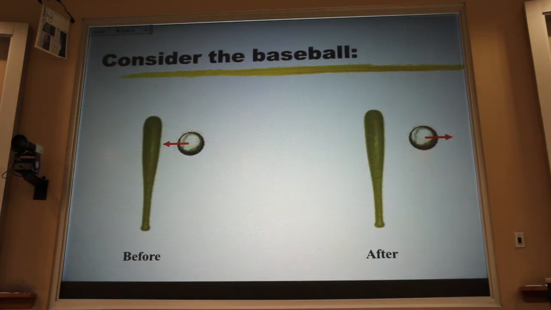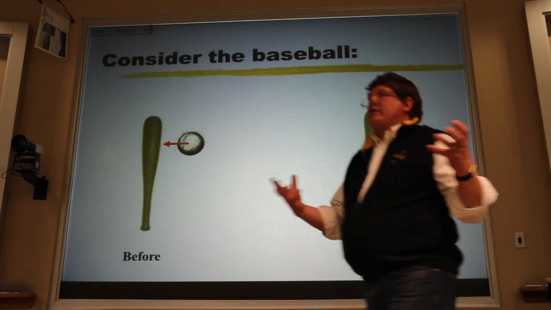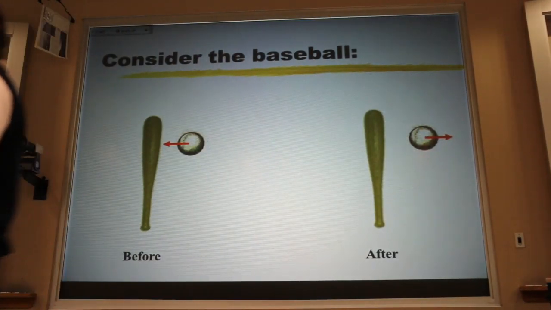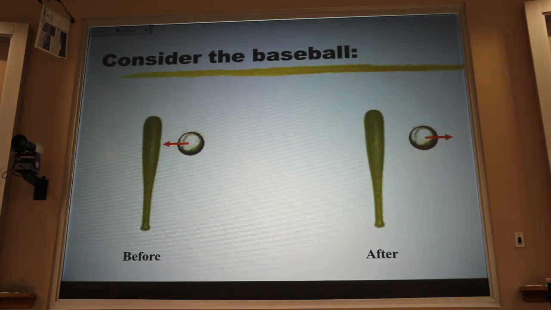It's critical. If I have a baseball coming in at 50 miles an hour, it's hit by a bat and it goes off at 50 miles an hour, that seems like the same momentum. Mass times 50 miles an hour. But in one case it's going east and in the other case it's going west. Those are very, very different momenta.